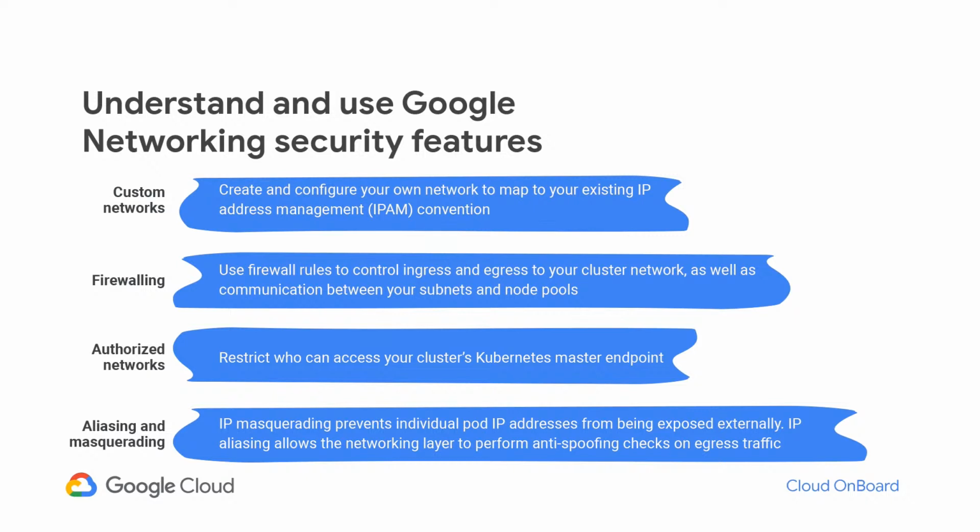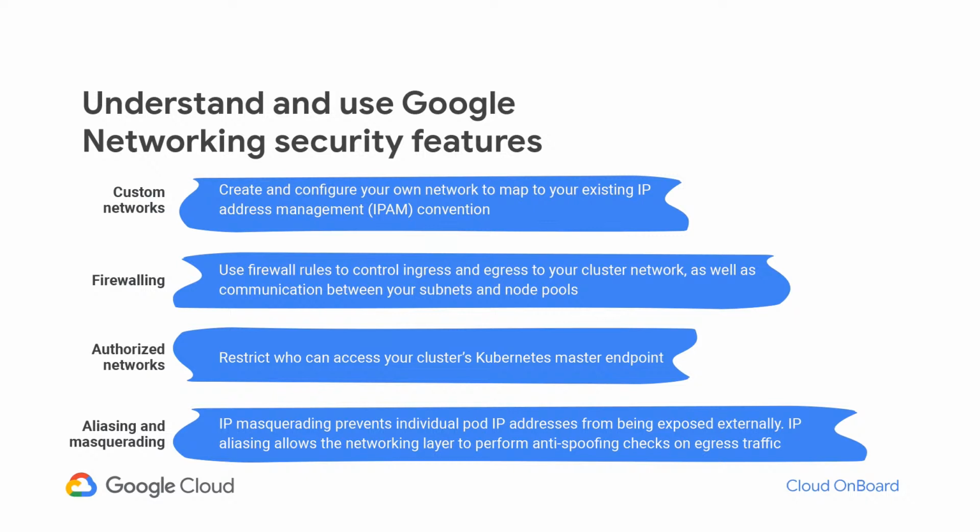Custom networks. You can create and configure your own network to map to your existing IP address management convention. Following existing conventions, as we mentioned, will allow your network and security teams to more easily work with your cloud infrastructure. And firewalling. You can, of course, use firewall rules to control ingress and egress to your cluster network, as well as control communication between your subnets and node pools.